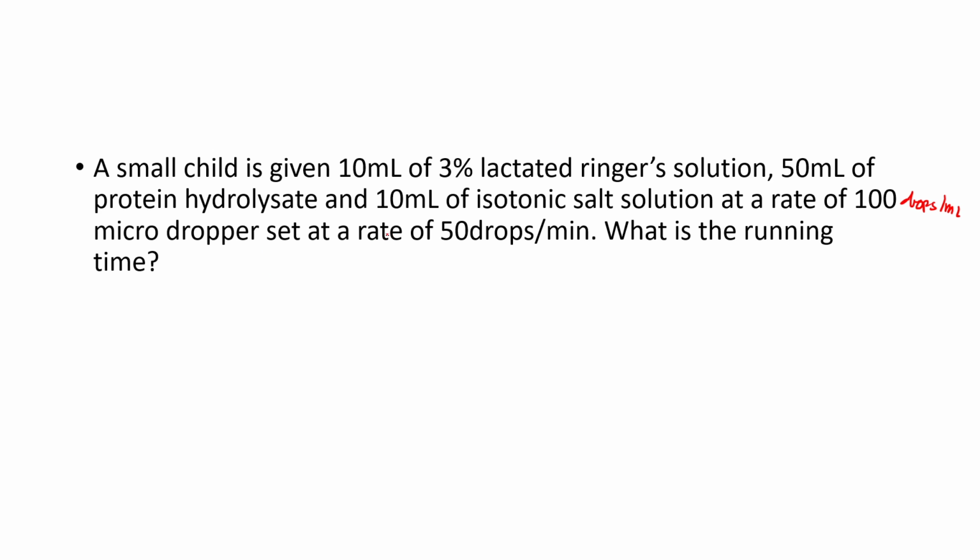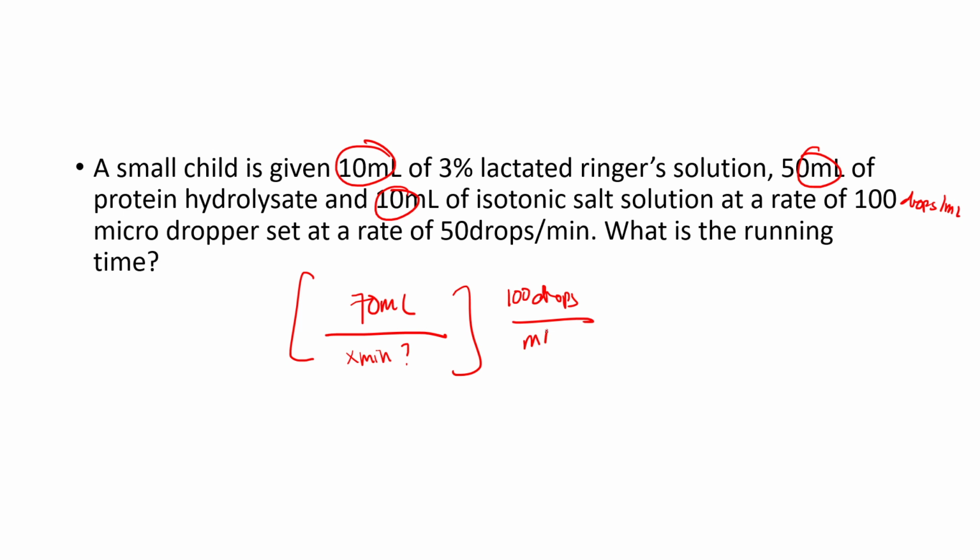So what would be the running time? First, we need to determine the volume. To get the volume, you simply need to add all the volumes together. So that is 70 ml. The running time is missing, so that is X. The drop set is 100 drops per ml, and your drip rate is 50 drops per minute. So let me arrange the formula.